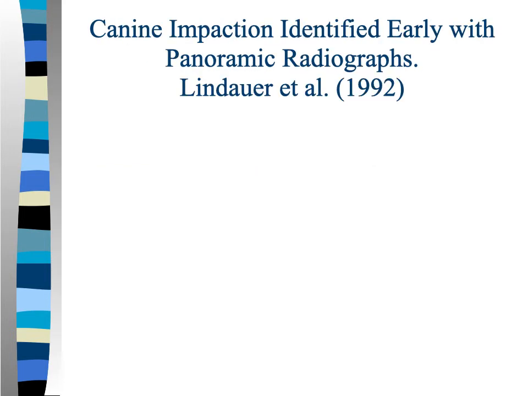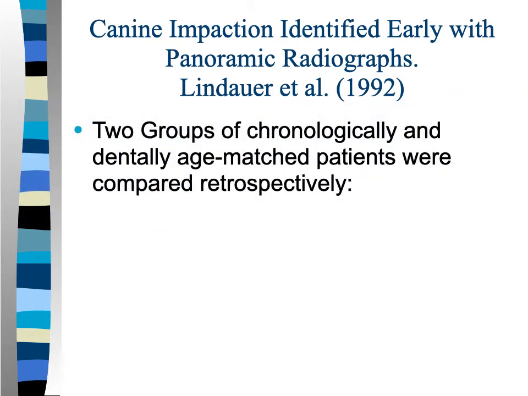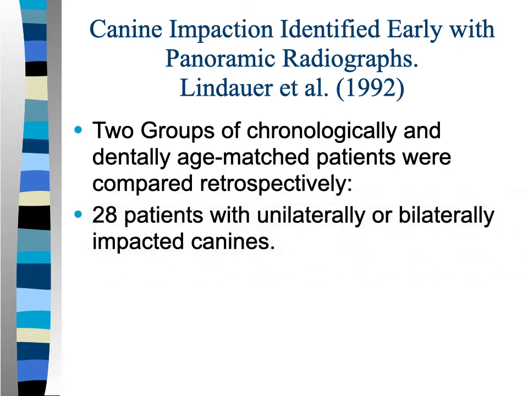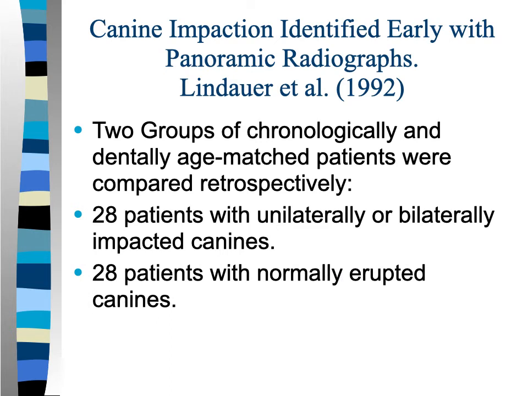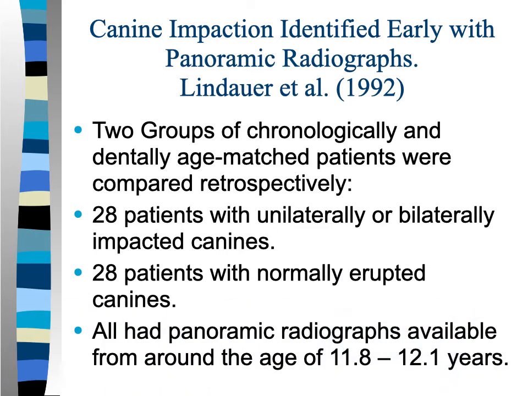Right, so the next study we're going to look at, this is a very important study that was done by Lindauer et al. in 1992. And they found a way to identify impaction of canines early using panoramic radiographs. They had 2 groups of chronologically and dentally age-matched patients, and they were compared retrospectively. There were 28 patients with unilateral or bilateral impacted canines and 28 patients with normally erupted canines. All of them had panoramic radiographs available from around the age of 11.8 to 12.1 years.